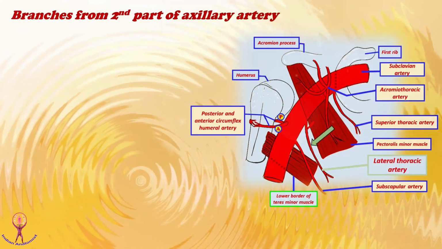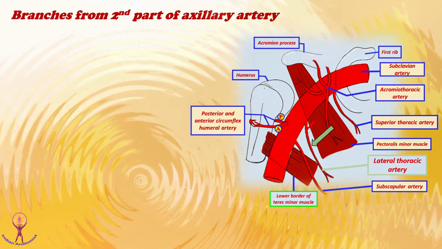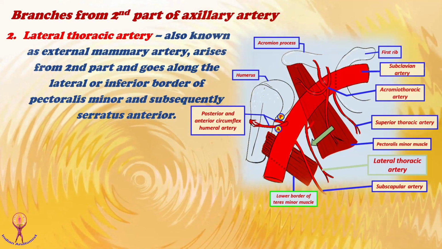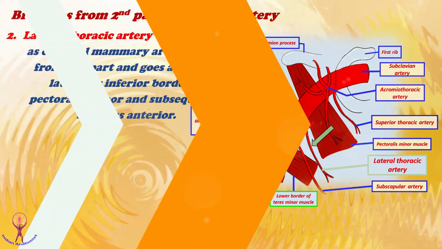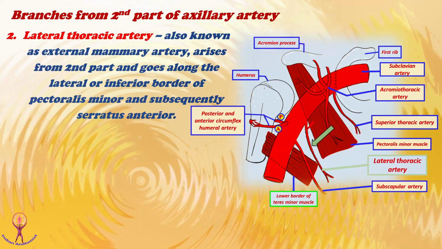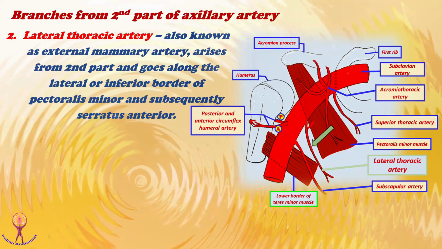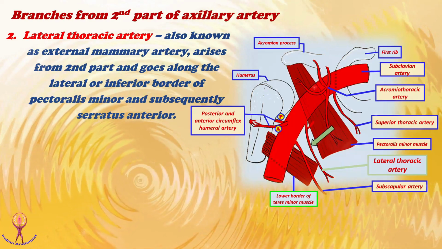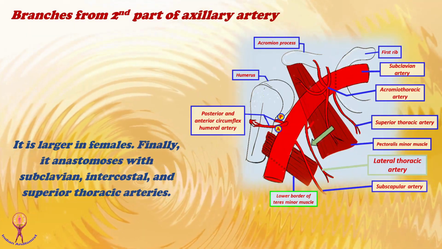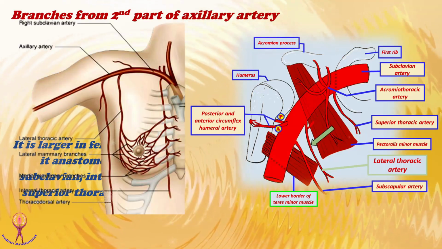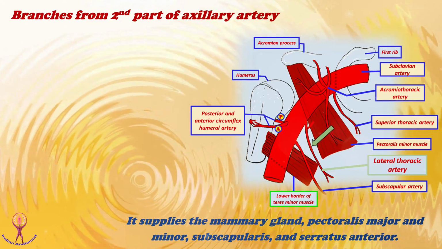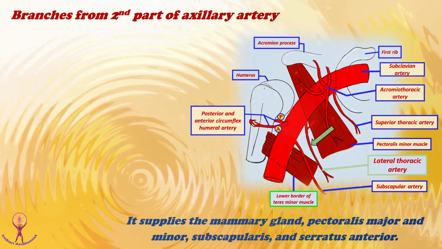The next branch is the lateral thoracic artery, also known as the external mammary artery. It arises from the second part, and goes along the lateral or inferior border of pectoralis minor, and subsequently serratus anterior. It is larger in females. Finally, it anastomoses with branches of subclavian, intercostal, and superior thoracic arteries. It supplies the lateral part of the mammary gland, pectoralis major and minor, subscapularis, and serratus anterior.